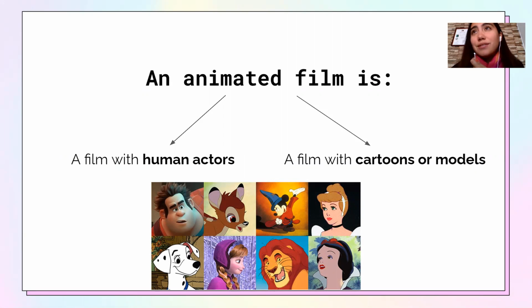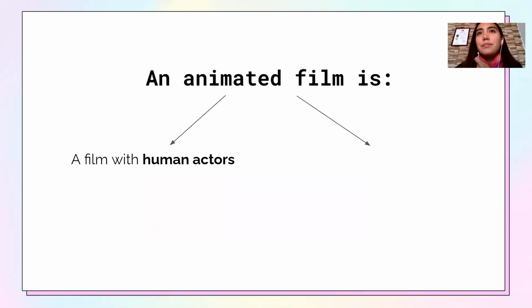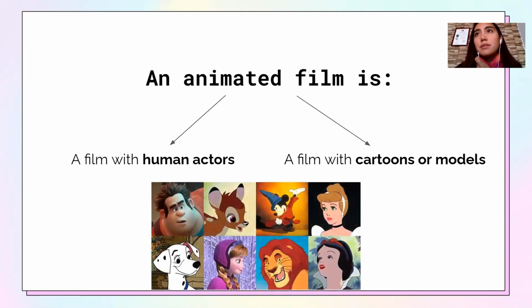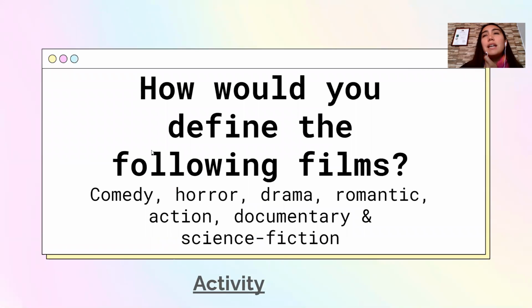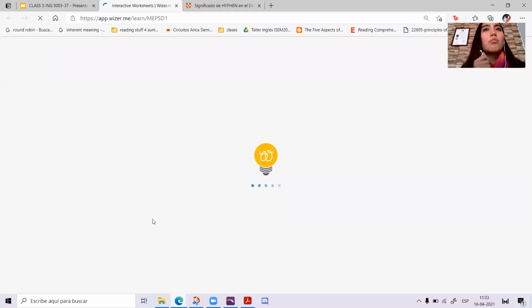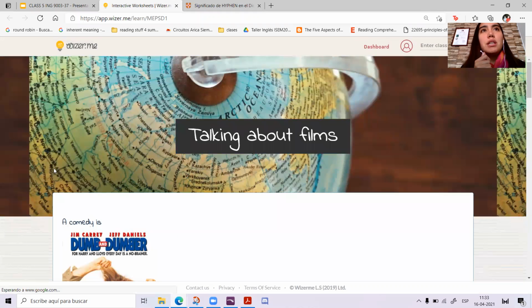Now it's your turn to talk about films. So how would you define the following films? How would you define comedy, horror films, drama, romantic, action films, documentary films, and science fiction films? For you to do that, here I have an activity. So you have to click here in the link, activity. And here we have a worksheet talking about films.